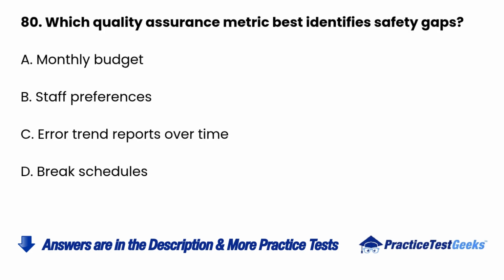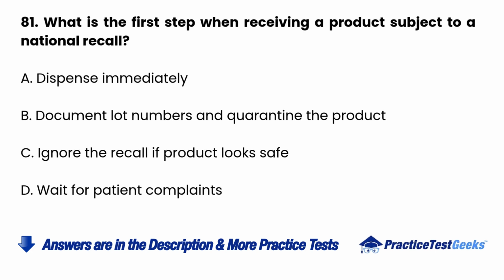80. Which quality assurance metric best identifies safety gaps? A. Monthly budget. B. Staff preferences. C. Error trend reports over time. D. Break schedules.